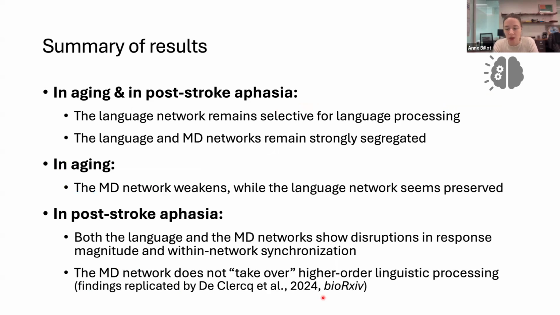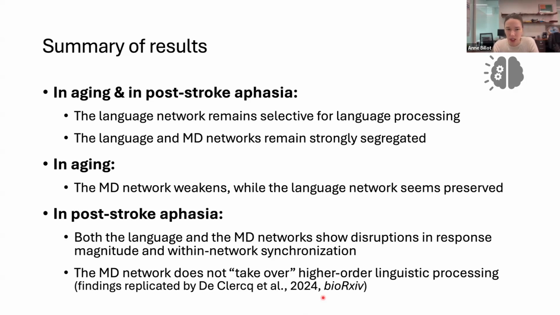In healthy aging, we found that changes in networks reflect changes in behavior, with a decline in the MD network activity and connectivity patterns, mirroring the decline that we can see in executive functions with aging, versus a well-preserved language system mirroring typical well-preserved language abilities and especially comprehension in typical aging.